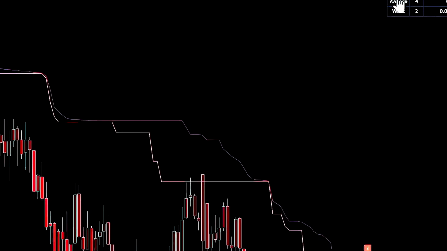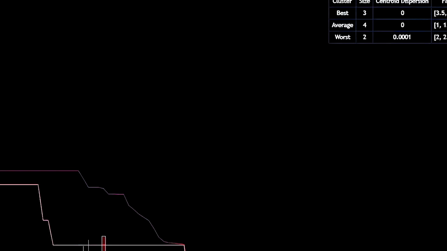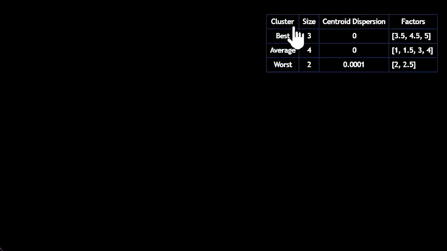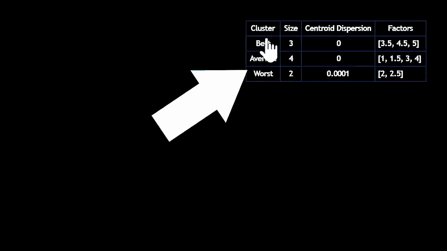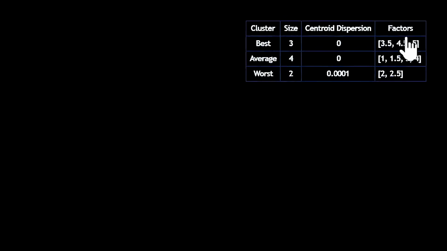There's also a dashboard right on your chart. That panel gives you insights into all the super trend variations it's analyzing. You'll see a cluster tab there that breaks down how different groups of super trend settings are doing, showing the best, average, and worst performance.